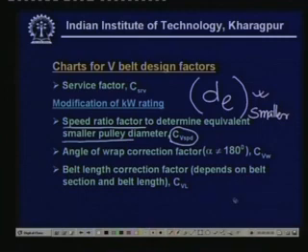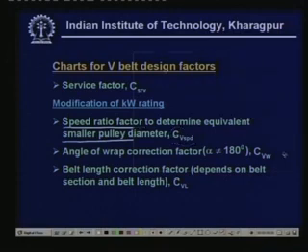Then, just like the flat belt drive we saw earlier, there is the angle of wrap correction factor. If angle alpha is not equal to 180 degrees, the transmission capacity will be reduced, and how much it is reduced, we will account for using a factor called CVW. V stands for V-belt and W stands for the angle of wrap.